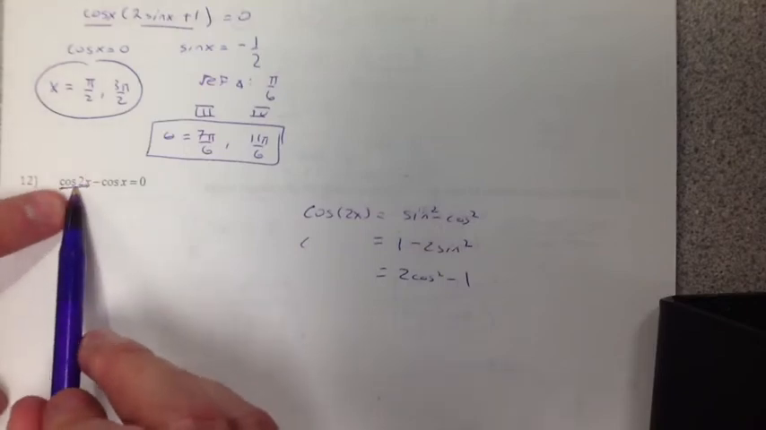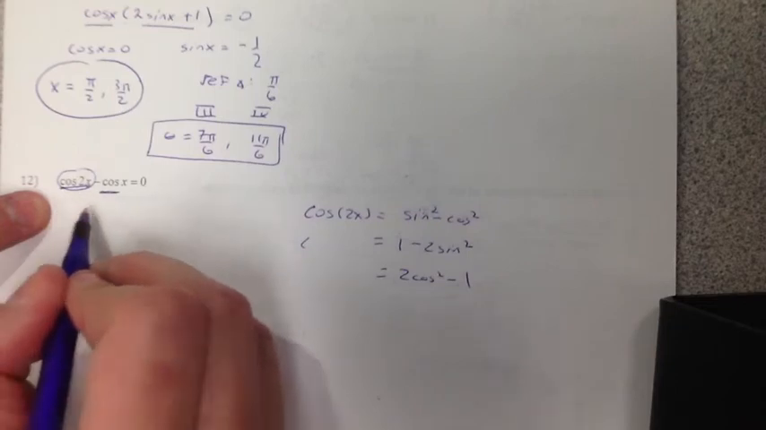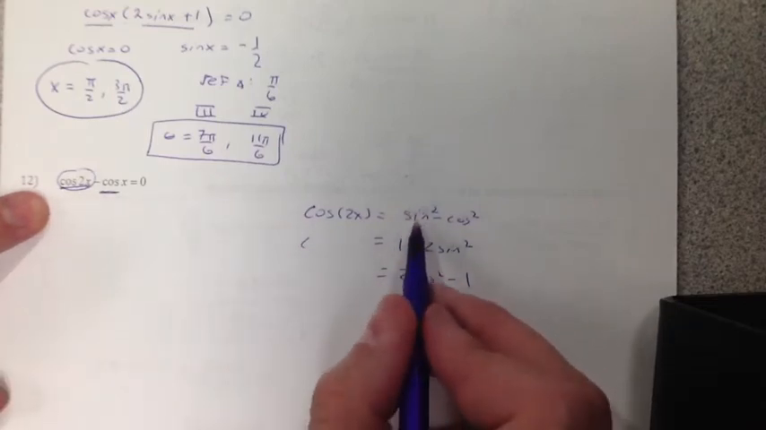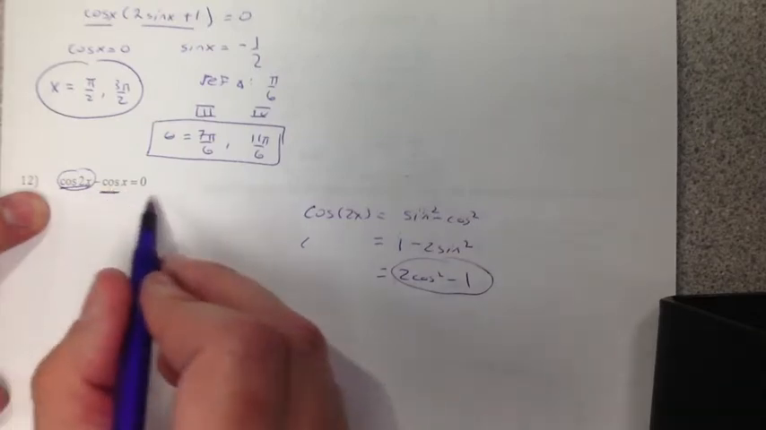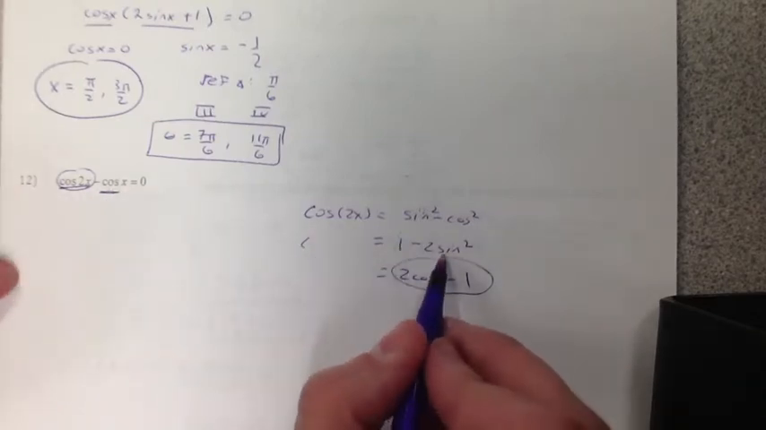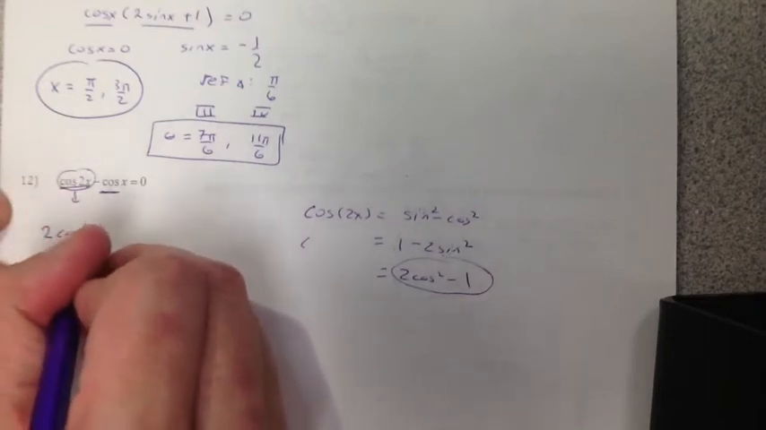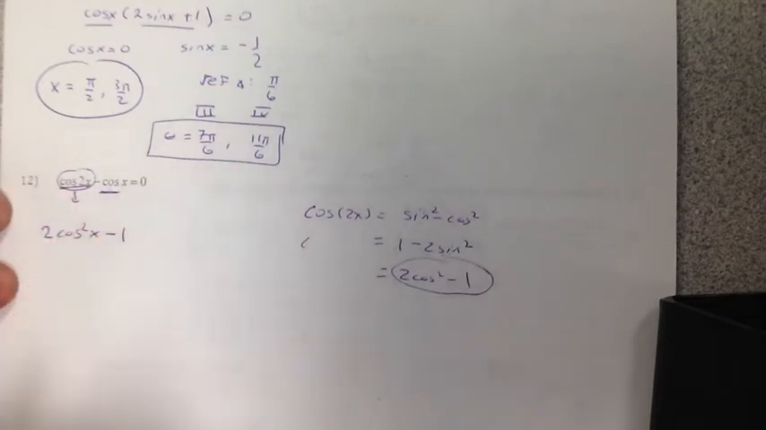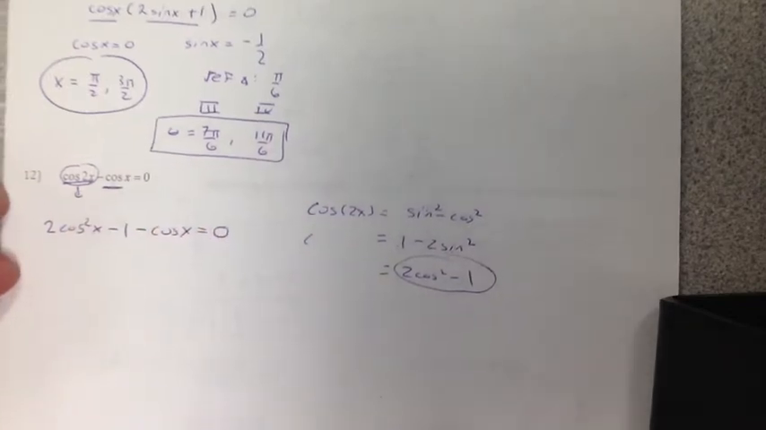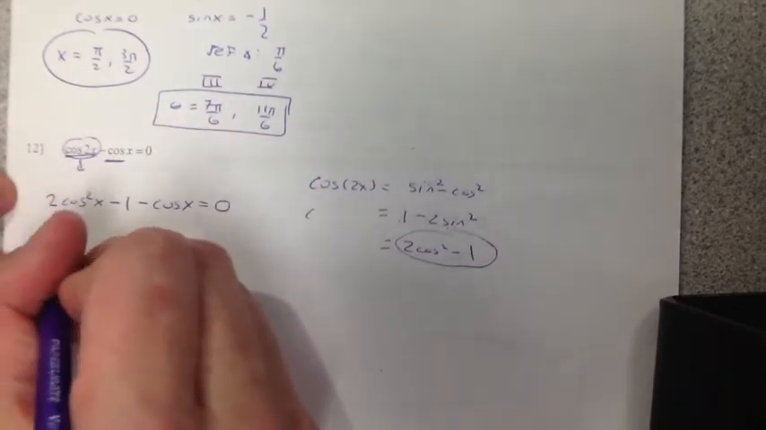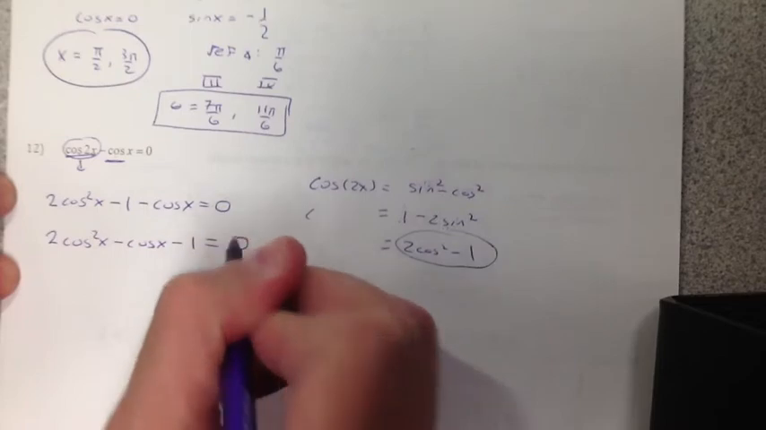So if I'm going to replace this cosine of 2x, I'm left with this cosine. So I look over here. Which of these only has cosine? 2 cosine squared minus 1. If this were a sine, I would use 1 minus 2 sine squared. So I'm going to replace this with 2 cosine squared of x minus 1, and I've got this minus cosine of x equals 0. So this becomes 2 cosine squared of x minus the cosine of x minus 1 equals 0.